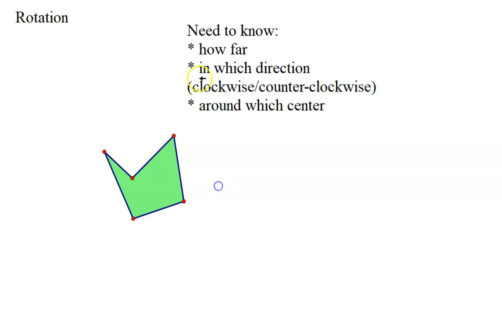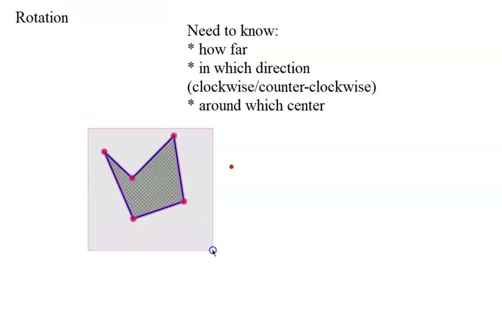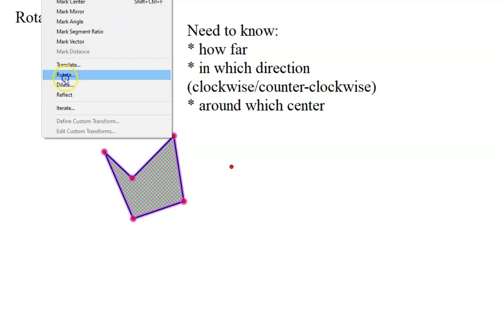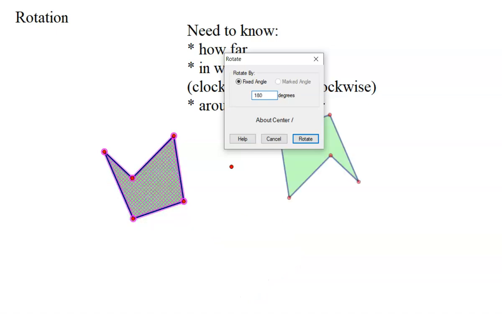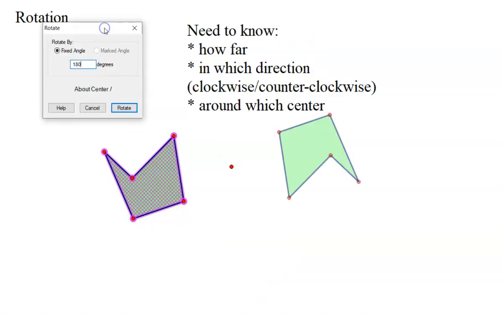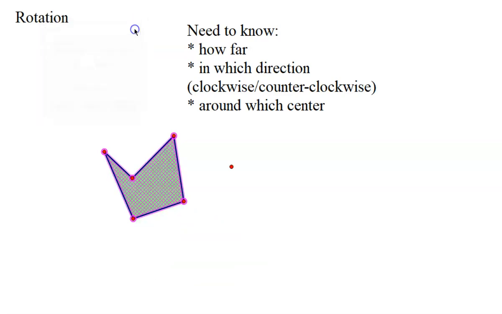I could also rotate it around a point that is not part of the figure. I could rotate it around this point over here. So I'm going to mark that as my center, and then I'm going to take the whole figure and rotate it around that point. And I could rotate it however far I want to. And this is just different ways of telling it how far I want to go. Notice that this is going counterclockwise, standard, and clockwise would be the other way.